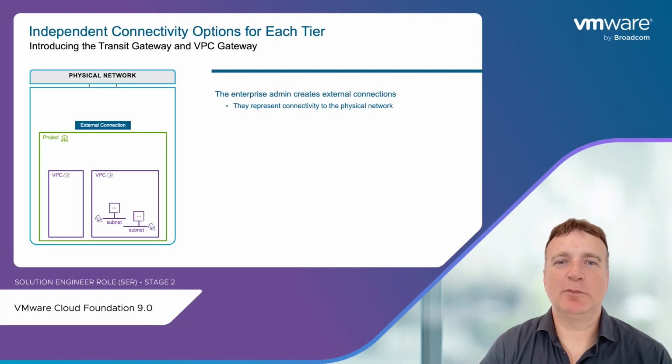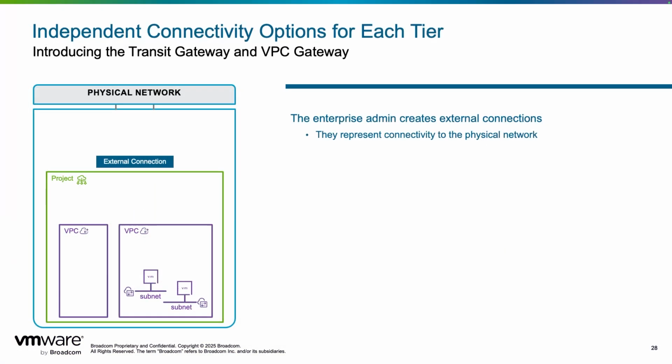We've seen that the VPC model defines three distinct roles, each with very clear responsibilities. Now let's look at how these roles work together to establish connectivity. New to VCF 9 is the multi-tier gateway model, which enables enterprise, project, and VPC admins to make independent connectivity decisions. The enterprise admin manages interactions within the physical network and provides connectivity options to project admins by defining external connections. These external connections are profiles that describe how access to the physical network is delivered.